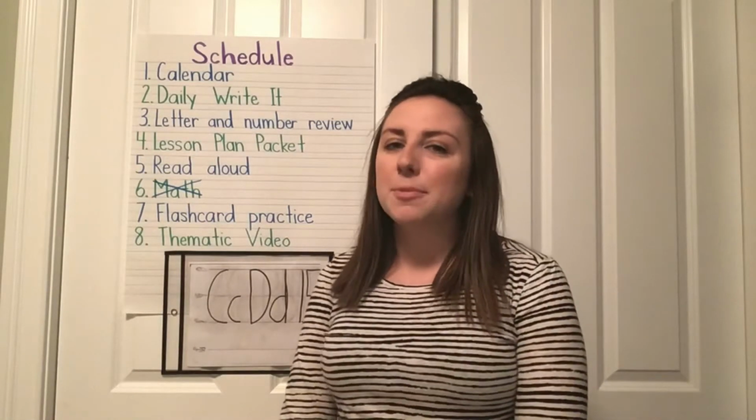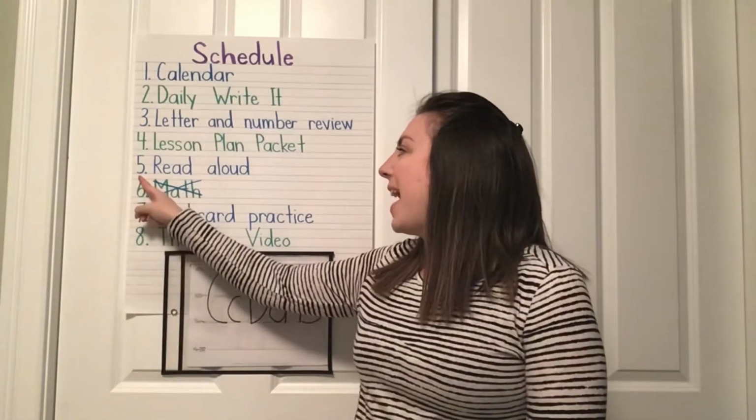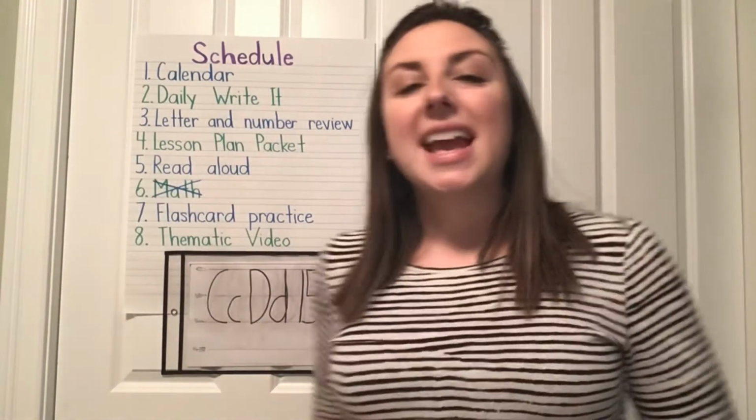Alrighty, guys, let's keep moving along. We are now on number 5, our read aloud. So yesterday we talked about our theme this week and how we're going to be learning about plants. One of the things we're going to be learning about plants is how they grow. So when we watched our Peppa Pig video yesterday, we learned that all plants start from what? What has to be planted in order for a plant to begin growing? A seed.